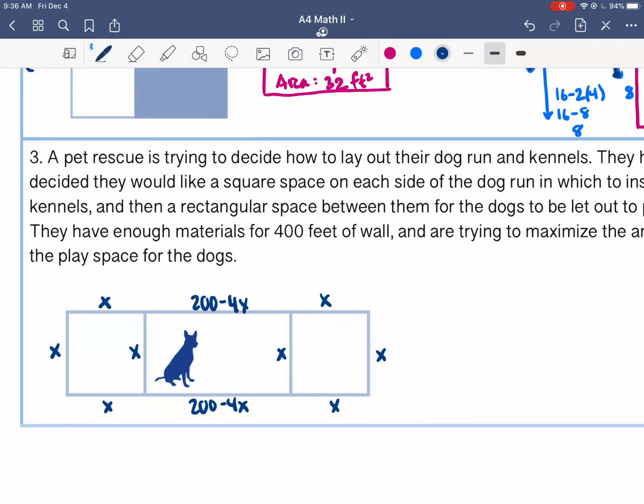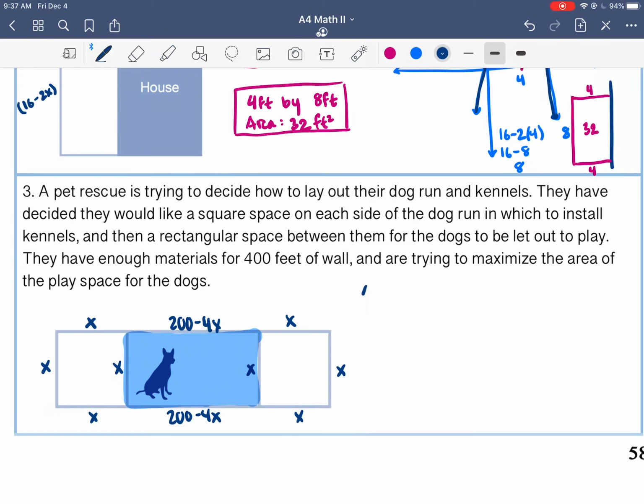So important to note here is that we're not optimizing these areas, right? That's a square. That's going to pretty much have the same area no matter what, right? But we are optimizing this middle area. We want to make sure the dogs have enough room to play. So what we're optimizing is the middle area there.